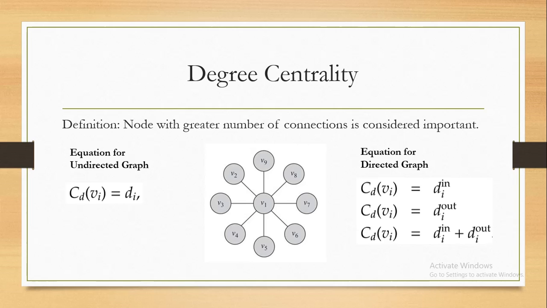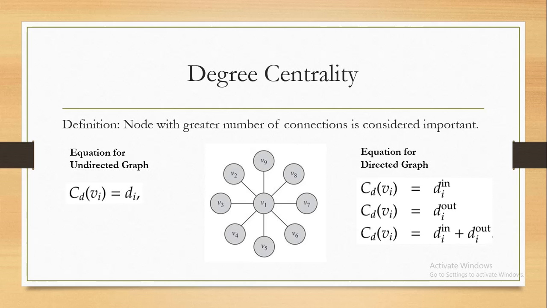Its definition is: a node with a greater number of connections is considered important. For example, in a given graph we can see that V1 is connected with 8 other nodes. So you can see that V1 has a higher centrality as per degree centrality. The equation for degree centrality in an undirected graph is CD of Vi, that is the ith node, equals the degree of that node. Basically, the degree of a particular node is the number of connections to that node.